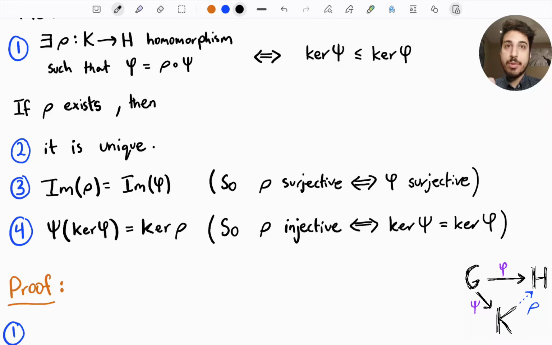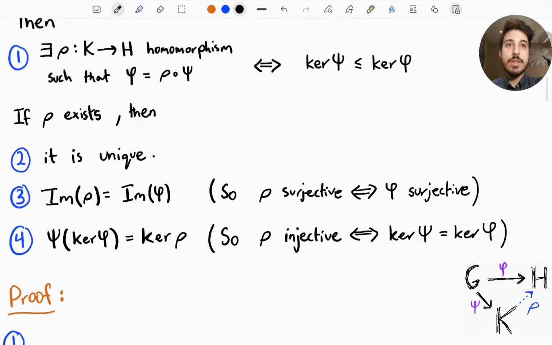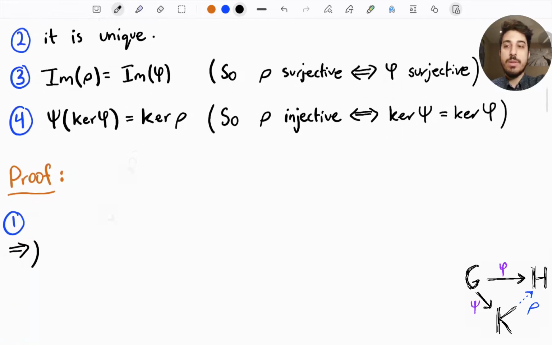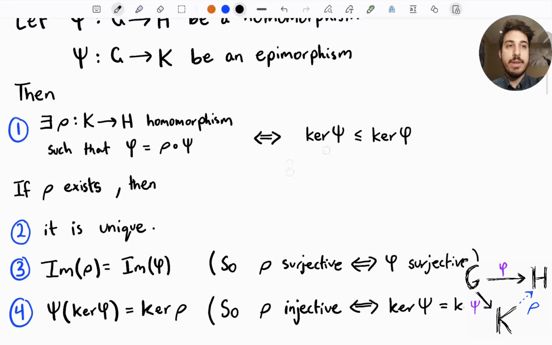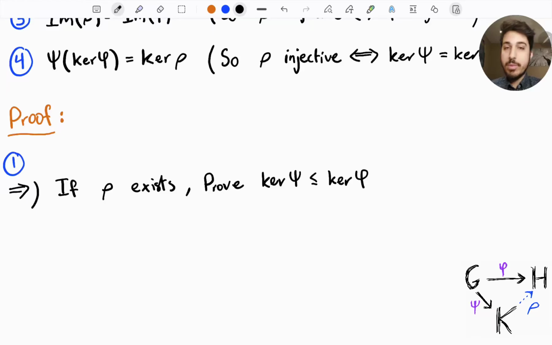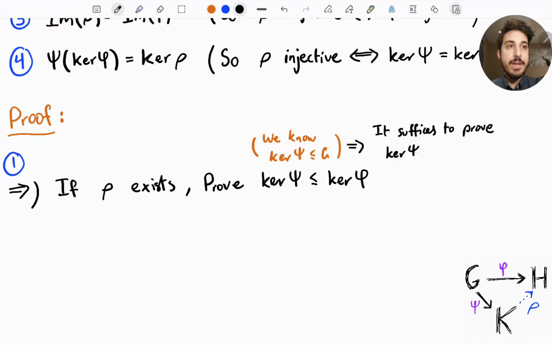Okay, here's the game plan in proving the first part of the theorem. We will prove this if and only if by doing the forward direction first. So in the forward direction, we will suppose that there exists rho, a homomorphism going from K to H, such that phi is equal to rho composed with psi. So if rho exists, we want to prove that the kernel of psi is a subgroup of the kernel of phi. But the good news is, we already know from previous lessons that the kernel of psi is a subgroup of G. And so it suffices to prove that the kernel of psi is a subset of the kernel of phi, not a subgroup.